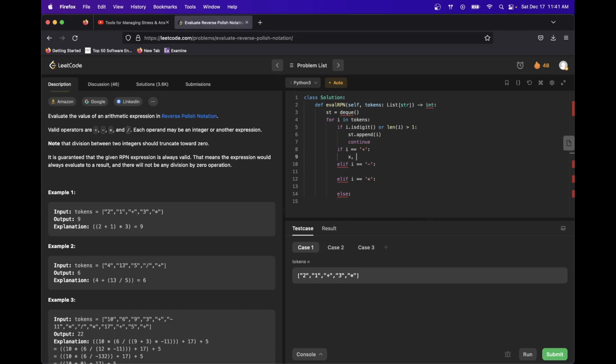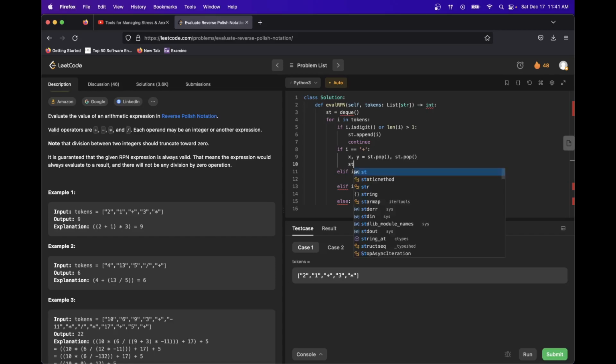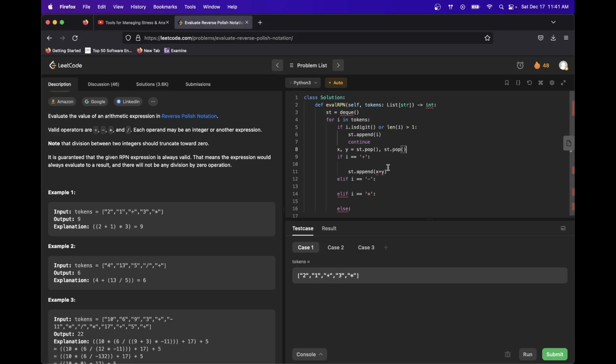So if i is plus, we can say something like x, y is stack.pop, and then we say stack.append x plus y. And actually, if we go through here, we would say x, y, stack.pop, append x minus y. So we can actually just put this here because we know that we're going to do that for all of them. So then here we just say stack.append x minus y, stack.append x times y.